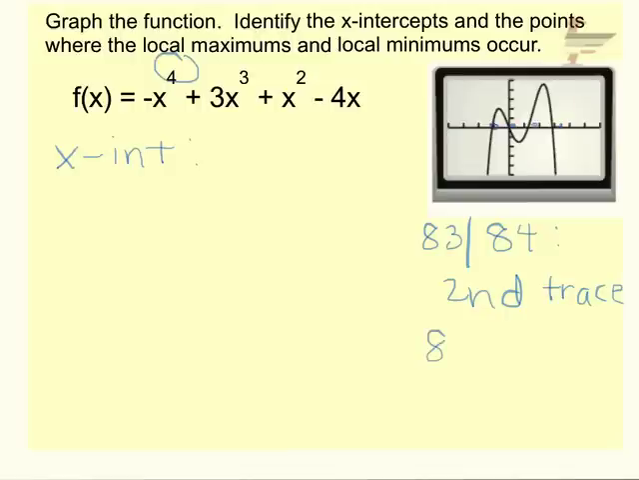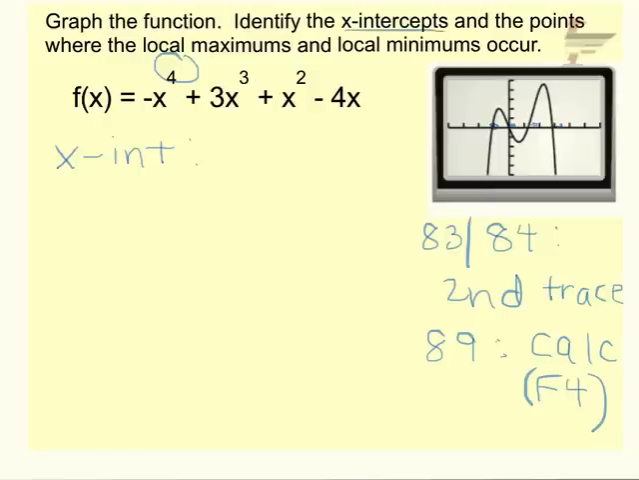And 89s, from your calculator you will go to F4, which I believe is calculate. And you also will have the option of zero, minimum, or maximum. Okay, so everything you need is going to be right there, 83s and 89s in that one menu. So let's go back and find x-intercepts.